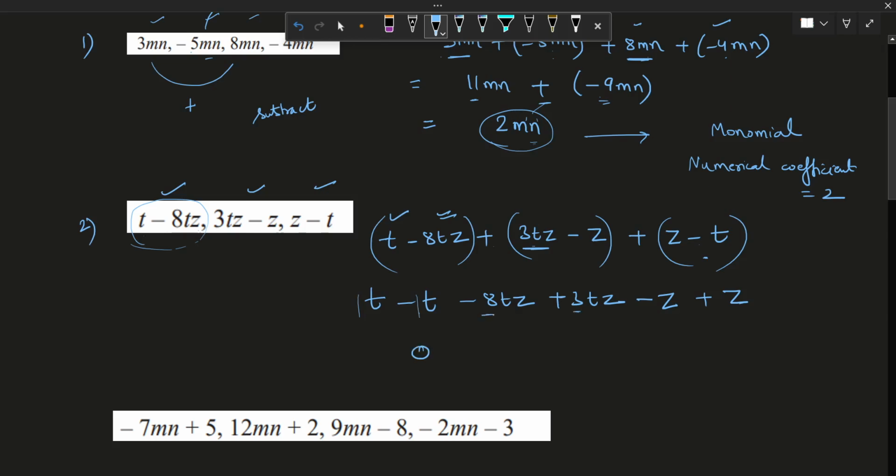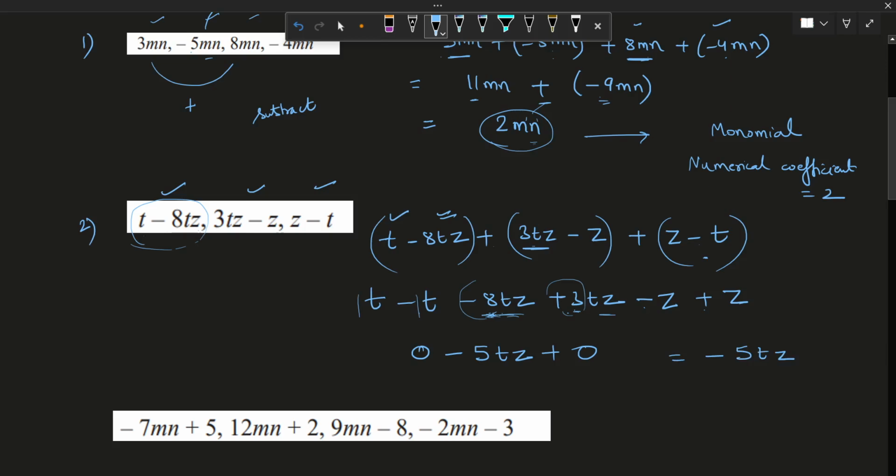Minus 8 plus 3. I'm taking the like terms only because like terms only can be added and subtracted. So tz, these are like terms. Minus 8 plus 3, integer operation again. One negative number, one positive number. When you add, you actually subtract. So minus 8 plus 3 will become minus 5tz because the sign of the bigger number will come. Then minus z plus z, again 0. So what is your final answer? It's only minus 5tz. Clear?